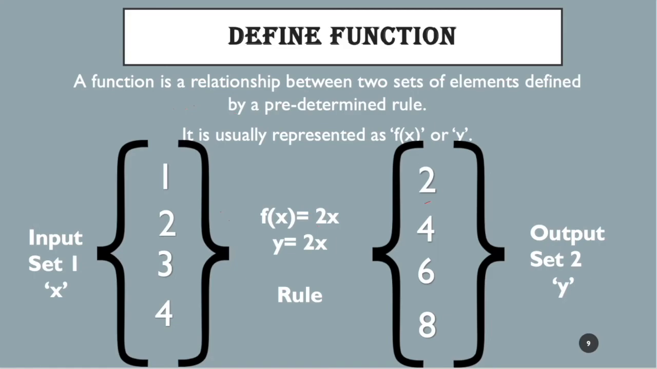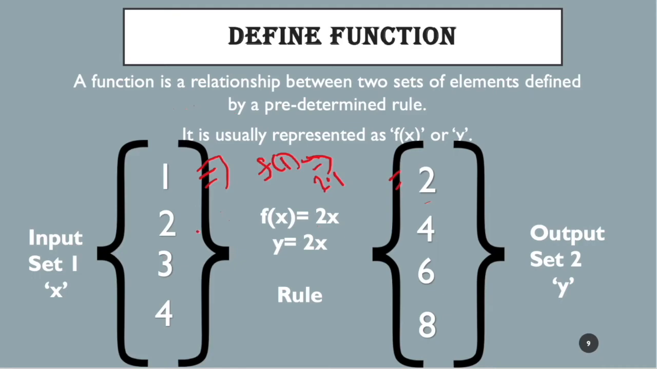So let's say in this example, what is the value of the function for x equals 1? So we would call it f of 1. So f of 1, that means the value of the function when x equals 1, which is 2. How did we get that? Wherever you see x, you replace it by 1. So that is 2 times 1, which is 2.